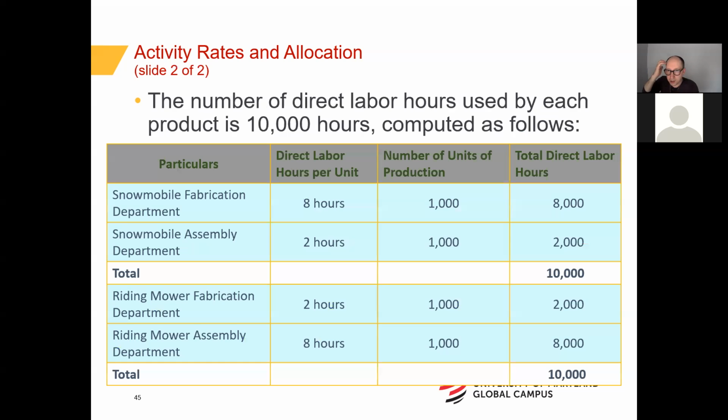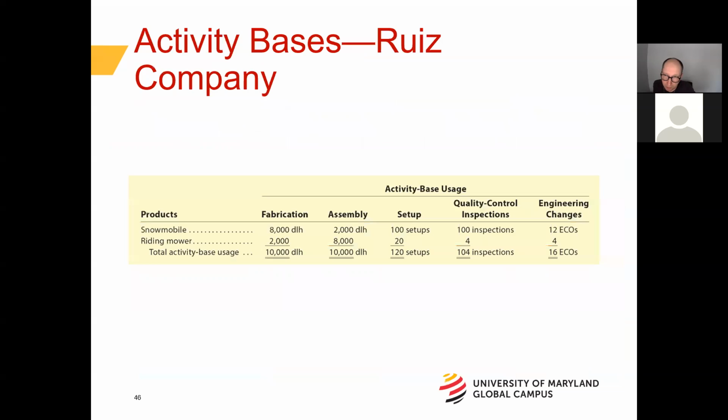So now that we have an understanding of the base, the usage base, we can begin to identify the rate. Okay, so looking at this data, 8 hours for fabrication, 1,000 hours for production, that's 8,000, so forth and so on, 10,000 for snowmobile total, 10,000 for riding lawnmower total. We already knew that. That was from our earlier part of our example. So let's break it out by activity.